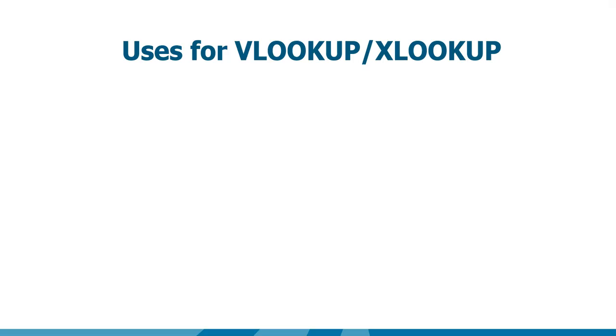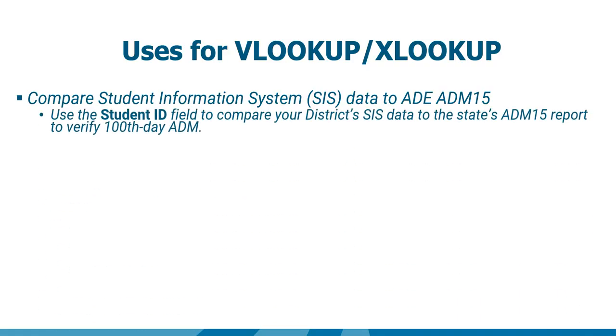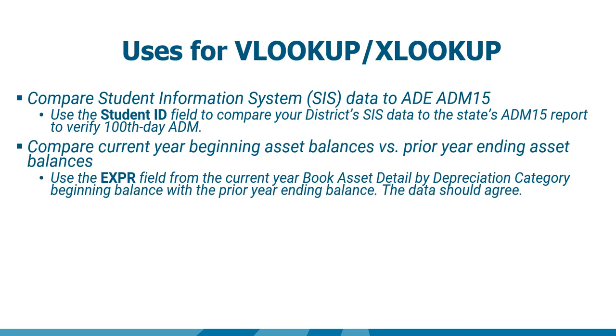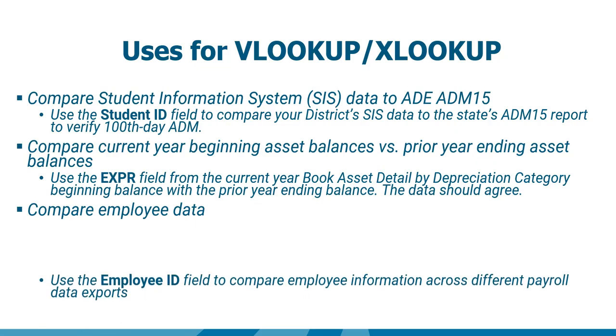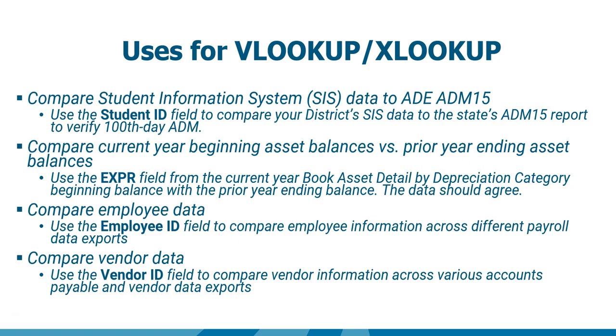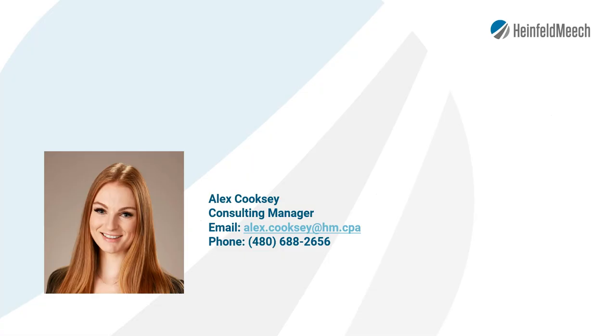In the example today, we used the VLOOKUP and XLOOKUP functions to compare student information system data to ADE's ADM15 report. There are several other ways to use these functions, including comparing current year beginning capital asset balances to prior year ending asset balances, comparing employee data by using the employee ID as the common identifier across various payroll reports. Same with vendor data. You can compare vendor data across various reports by using the vendor ID as the common identifier. With these basics, you're ready to start using the VLOOKUP and XLOOKUP functions on your own.